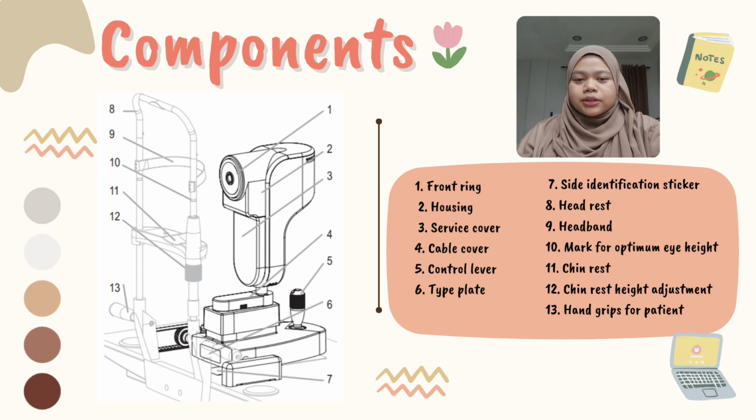Continuing with the eighth component, which is the headrest. The ninth one is the headband, and the 10th one is the mark for the optimum eye height, which is to make sure the patient's canthus is aligned with the mark given. The 11th one is the chin rest, the 12th one is the chin rest height adjustment, and the 13th one is the hand grips for the patient. These parts are created to make sure the patient has a steady head position by putting their head on the headrest and making sure their forehead is touching the headrest, and their chin is touching the chin rest. Patients should also hold on to the hand grips to make sure they are in a stable position.